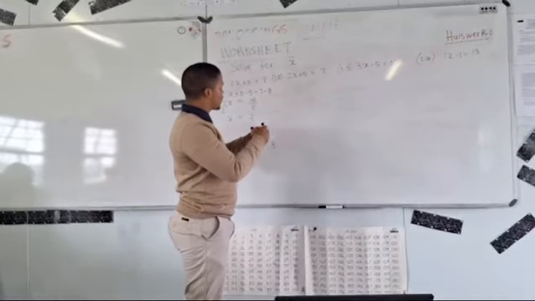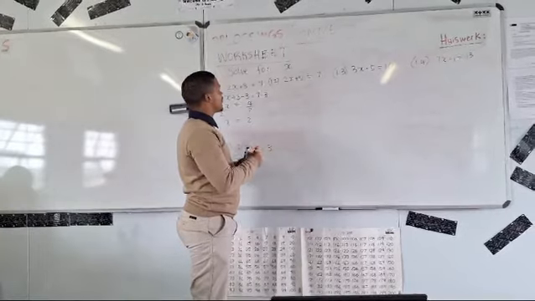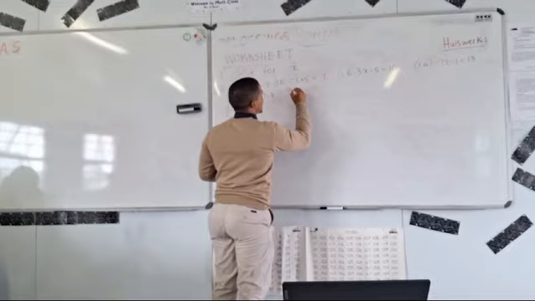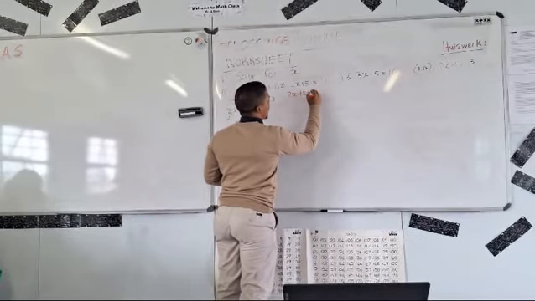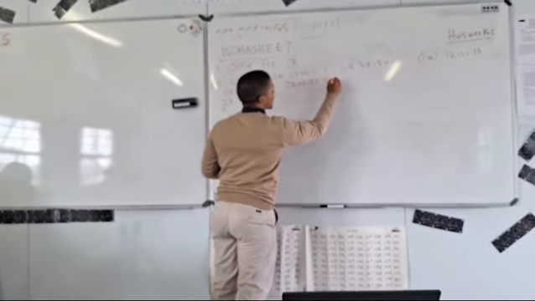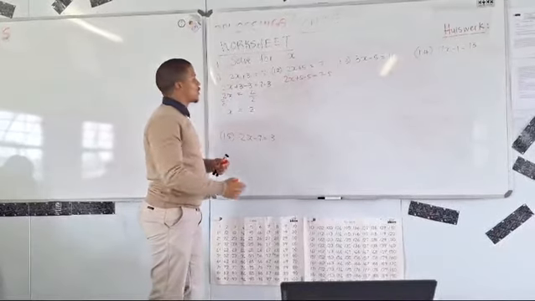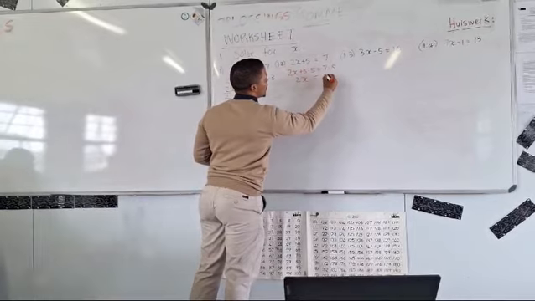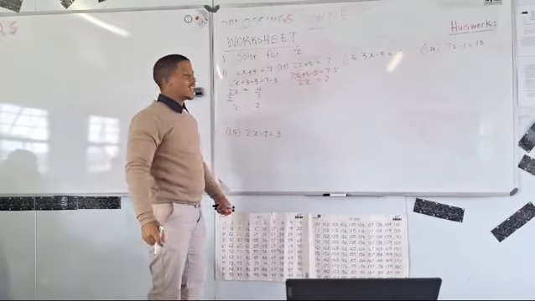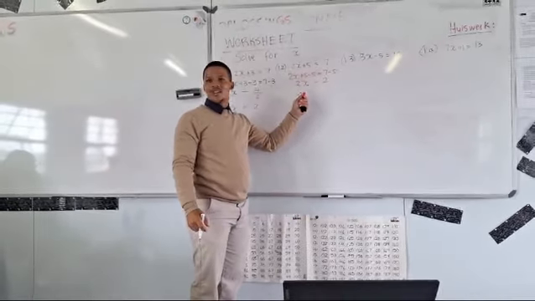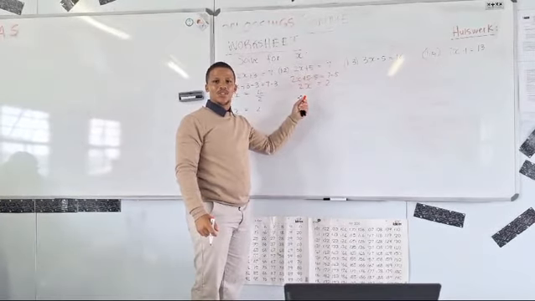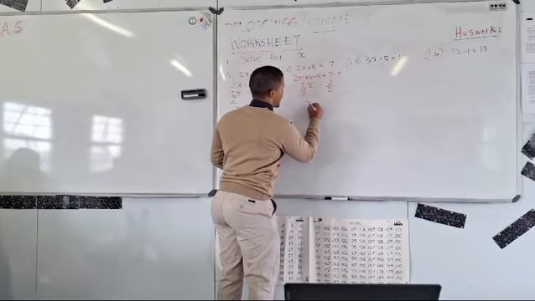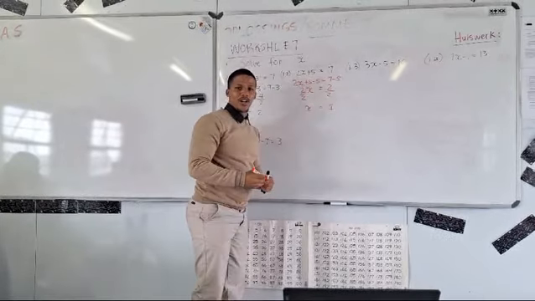Number 2. Okay, let's look at the second one. First, isolate the variable. 2x plus 5 minus 5 is equal to 7 minus 5. What's left on the right hand side is only 2, so 2x equals 2. Next step, you have to divide by the coefficient, which is 2, right? Divide by 2 on both sides, you're going to get x is equal to 1.